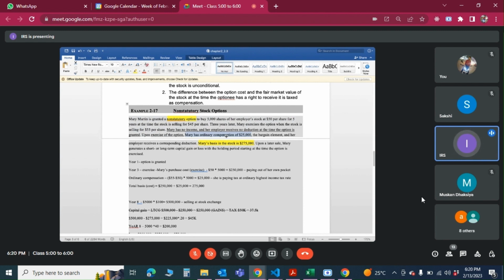How much is Mary paying for exercise of the option? Muskan, are you there? Yes, ma'am. How much is she paying to exercise the stocks? Ma'am, ordinary compensation, she's paying $25,000. I'm not asking you that. Please don't repeat what is written here. What I'm asking is, how much is she paying for exercising these stocks? Just use your own calculations and your own learning to come up with the answer.